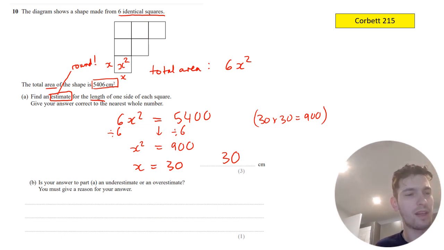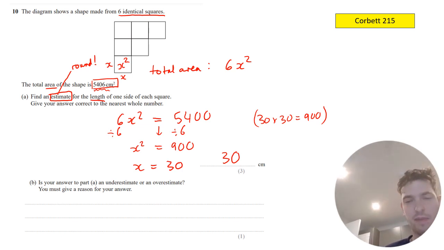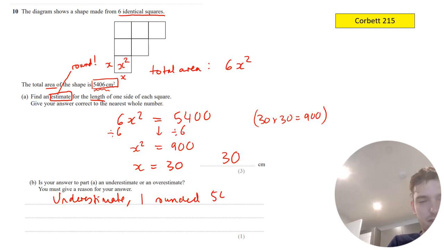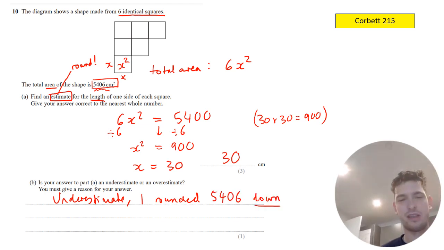Now, part B. Is my answer an underestimate or an overestimate? Well, what do you think this is going to be? I think that I have rounded my original area down, so my answer is going to be an underestimate. Say underestimate. I rounded 5406 down. And that's all I need to say. Okay, let's keep going. Next question.